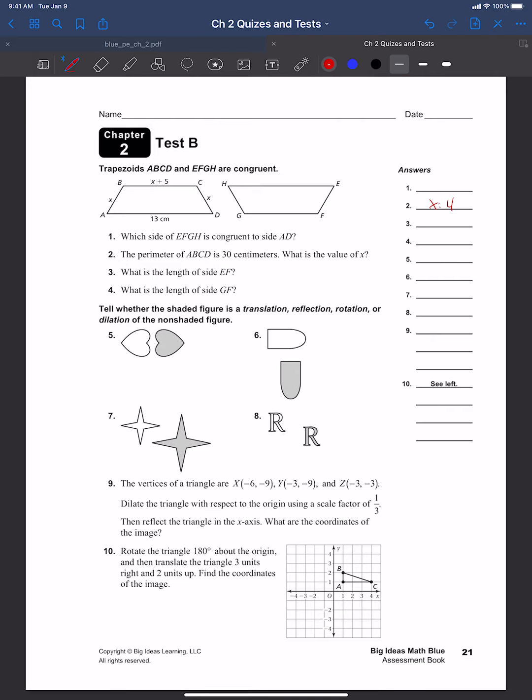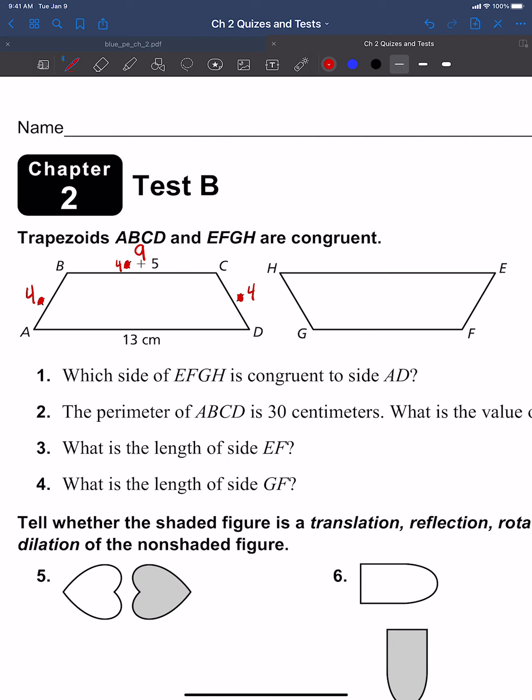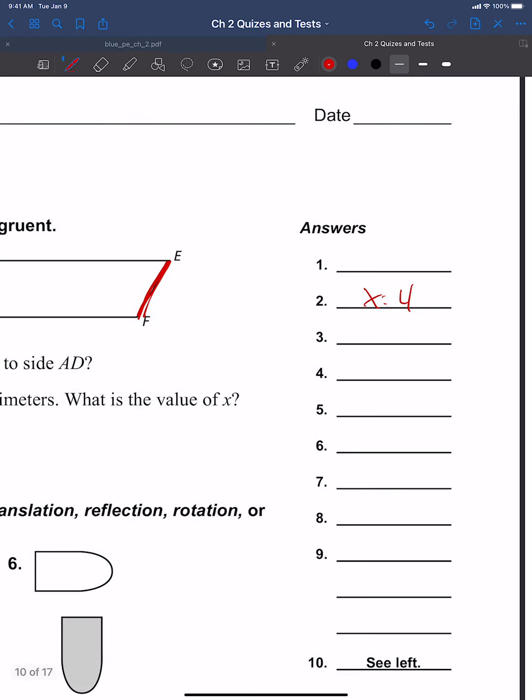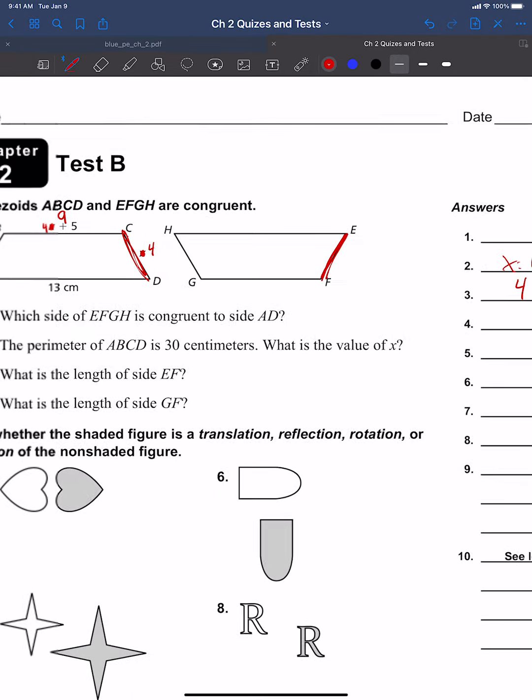What is the length of EF? So hold on. You just told me x was 4, right? So this is 4. This is 4. This is 4 plus 5, which is 9. What is the length then of EF? Wouldn't you just do C? Yeah, who's his corresponding side? C and D. CD? Yeah, so CD is 4, so then EF would be 4. So many 4s. What the heck? What is the length of GF?